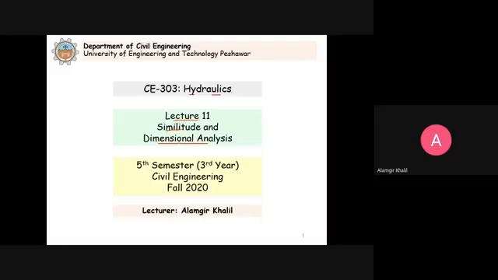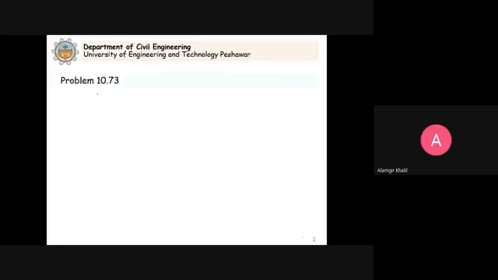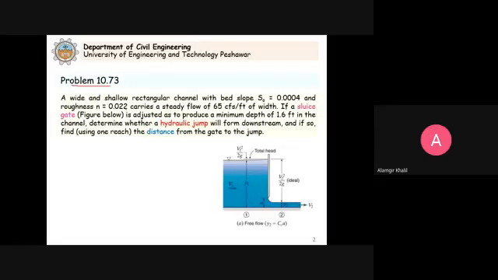Before we discuss the learning objectives of this chapter and what we are going to study in it, first we solve a problem on the hydraulic jump. In the last class we solved one problem. Now we solve another problem to apply the concepts that we learned in rapidly varied flow.